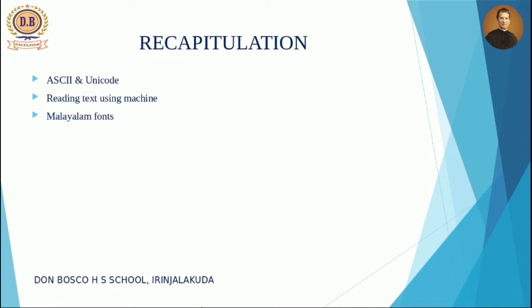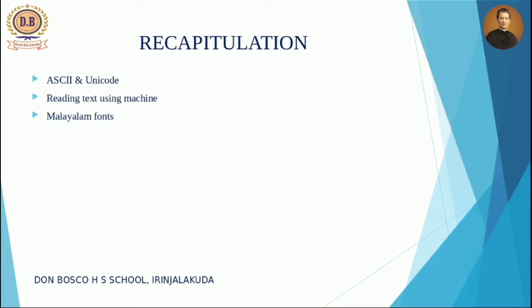So let's conclude what we have learned in today's class. First topic was ASCII and Unicode. We have learned that the letters and symbols, or whatever we give as input to the computer, have to be converted to a format that can be understood by the computer. That process of converting the format is known as encoding. We have an encoding technique called ASCII, that is American Standard Code for Information Interchange. But the main drawback of this ASCII technique was that it can only encode some English letters and some symbols.